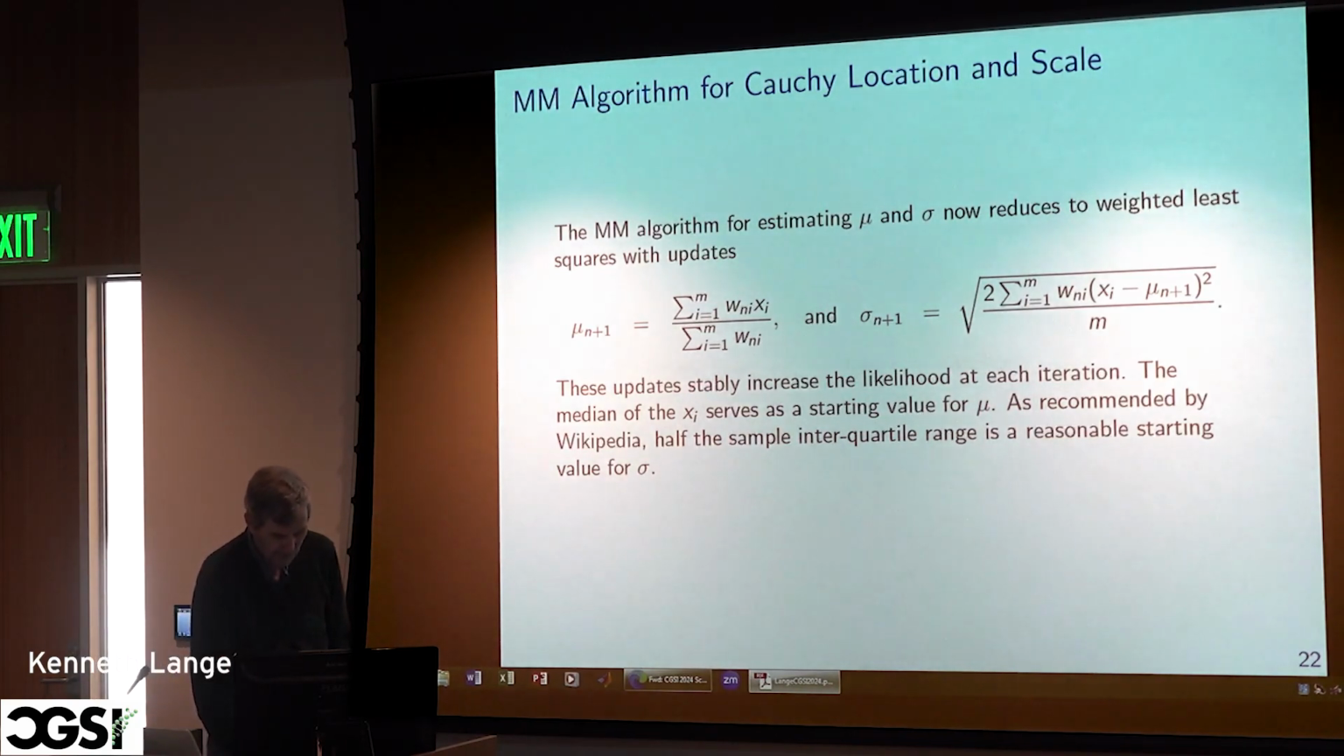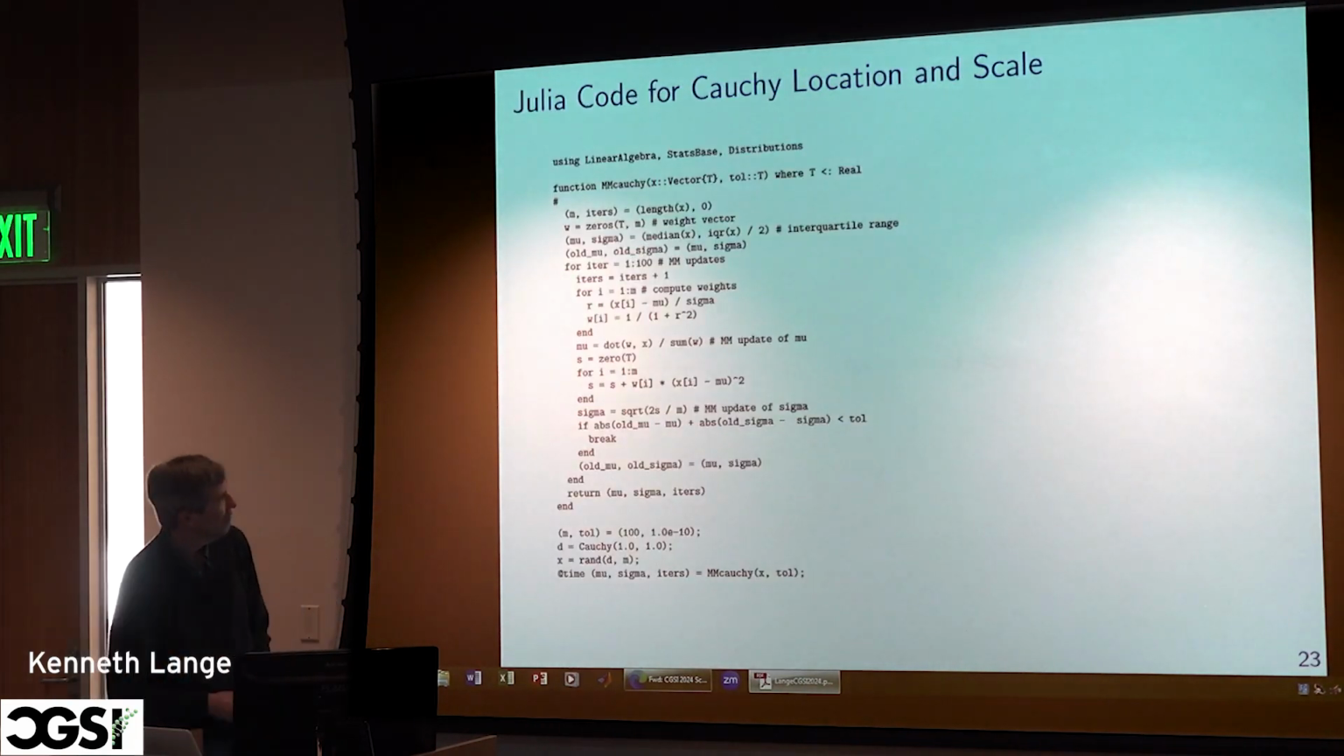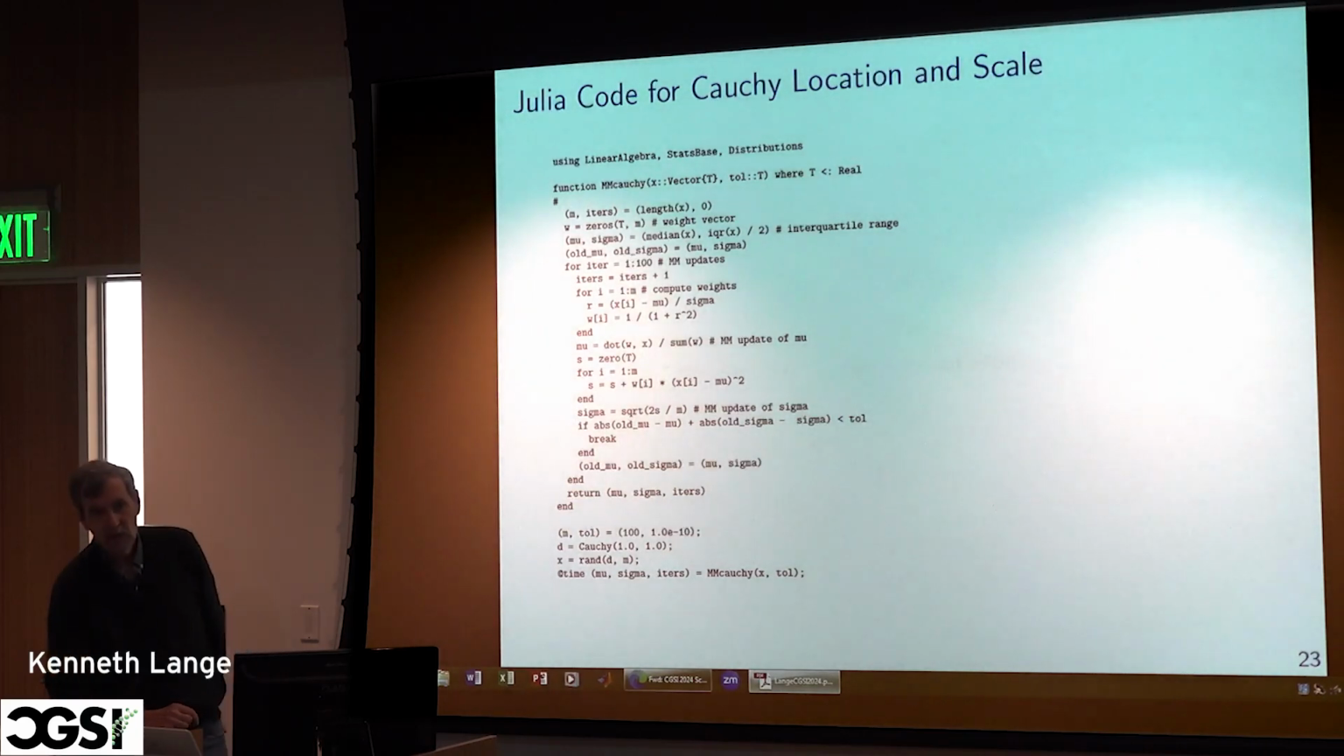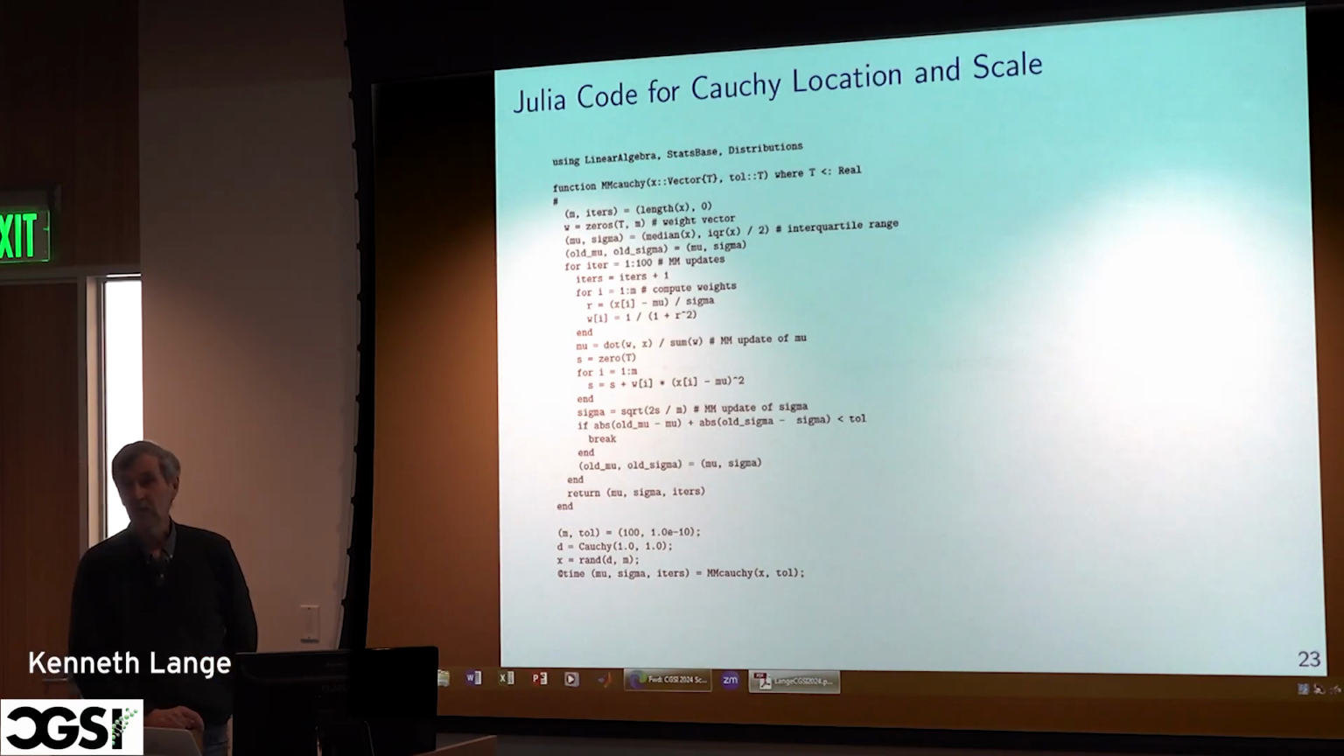And these things are not that hard to code. This is my Julia code for solving this problem. By the way, if you're not a Julia fan, I am, so I recommend the language to you.